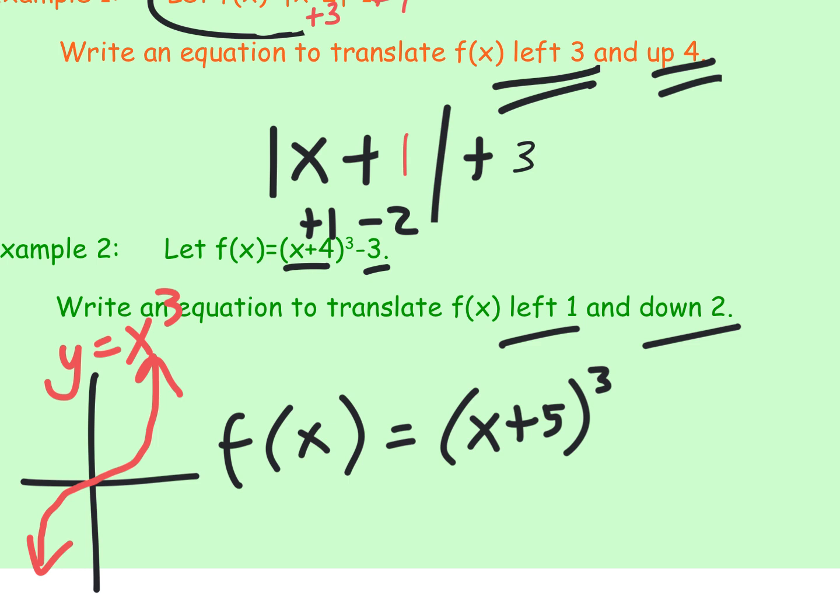Okay, so now this is going to be x plus 5 to the third, and then the minus 3 and the minus 2 go together, and that makes minus 5. So all said and done, first it moved here and here, then it also moved an extra this, and this is its final answer.